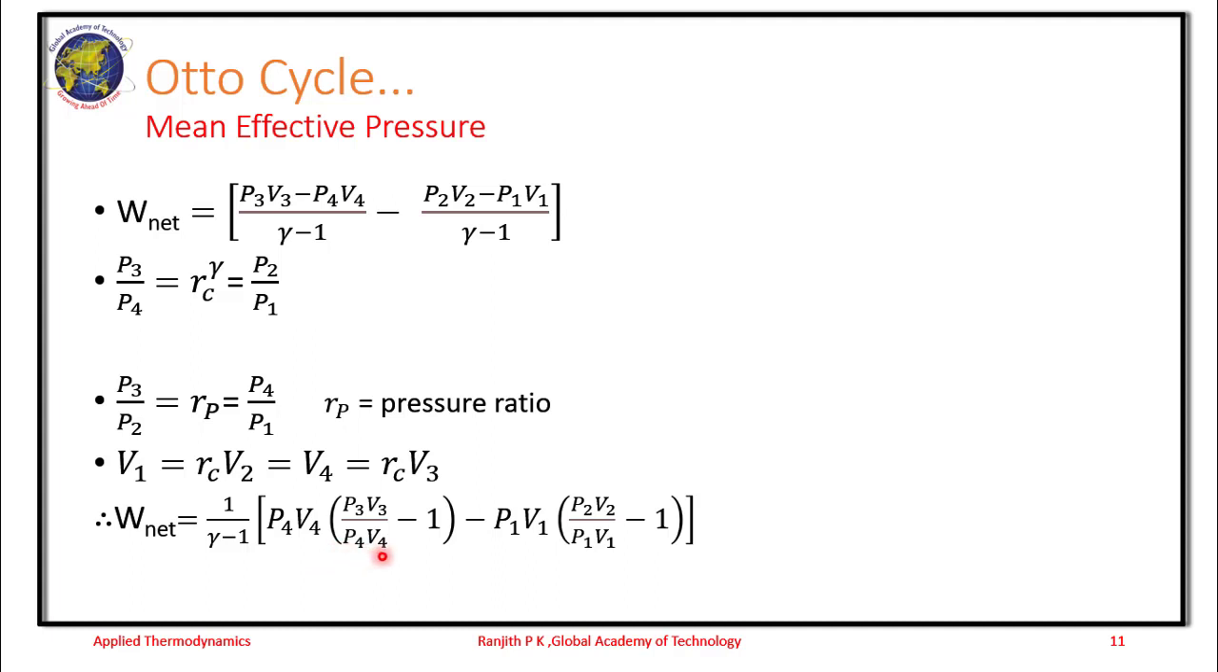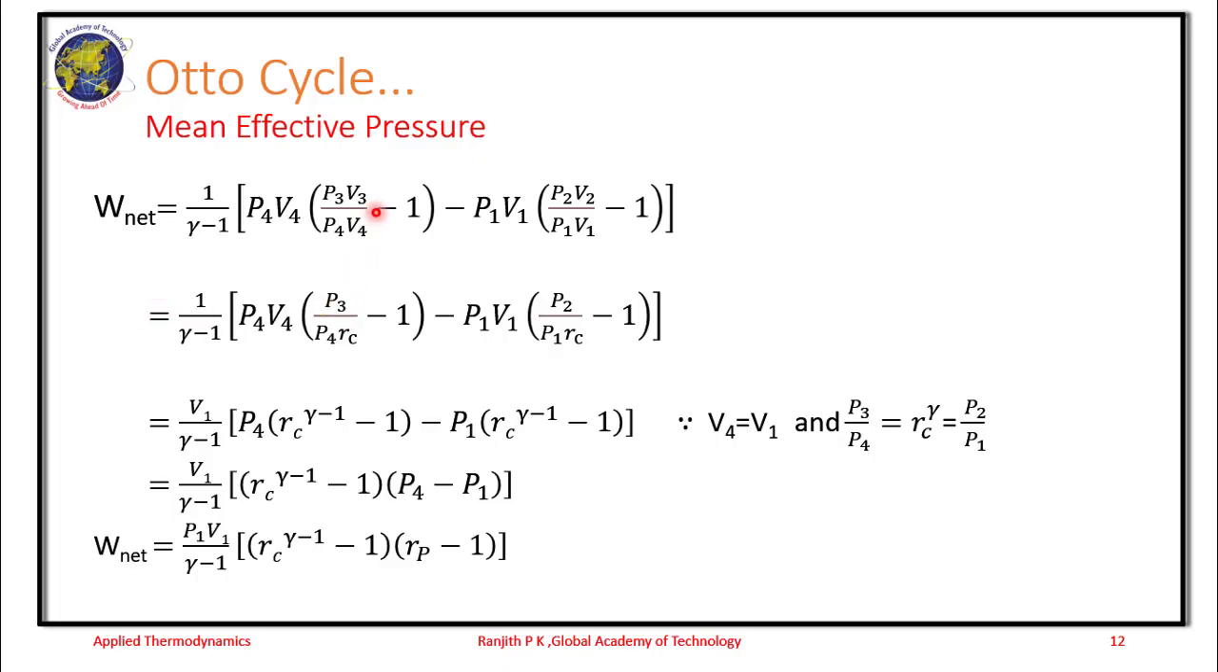Therefore, the net work done expression is rearranged as 1 divided by gamma minus 1. We take P4V4 as common here, so it is P3V3 by P4V4 minus 1. And on this side, we take P1V1 as common factor, P2V2 by P1V1 minus 1. So, W net is further simplified as V3 by V4 written as 1 divided by Rc, and V2 by V1 written as 1 divided by Rc again. So, this is further simplified. The P3 by P4 into Rc minus 1 is further simplified as Rc power gamma minus 1 minus 1.